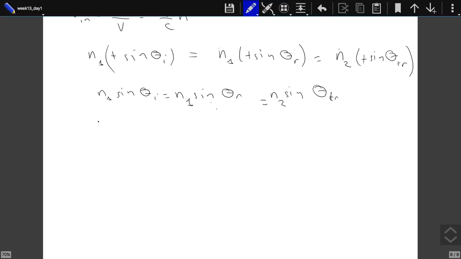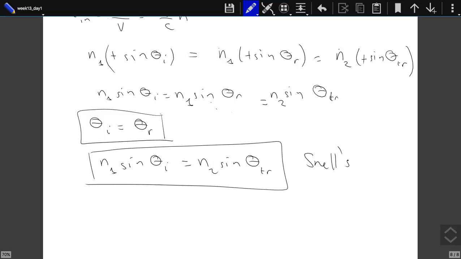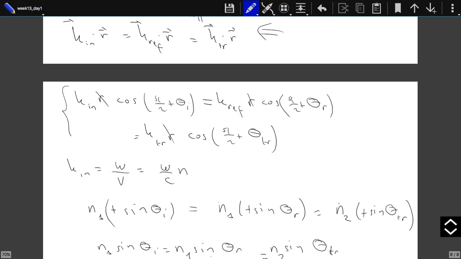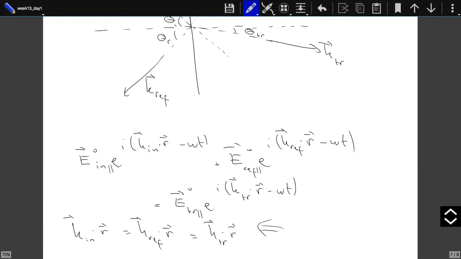So basically these equations tell me that the angle of incidence and the angle of reflection have to be the same. And furthermore, n1 times sine theta incident should be equal to n2 times sine theta transmitted. And this is our Snell's law. Well, Snell's law basically tells us that these phases should be equal.